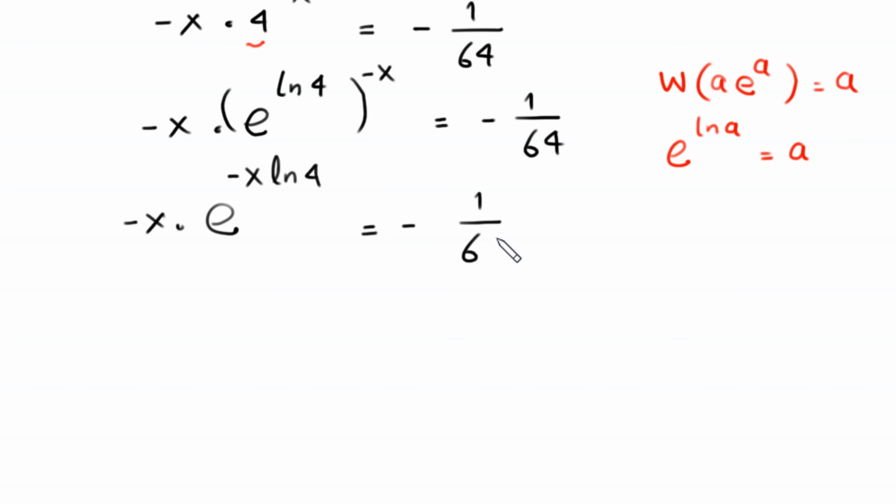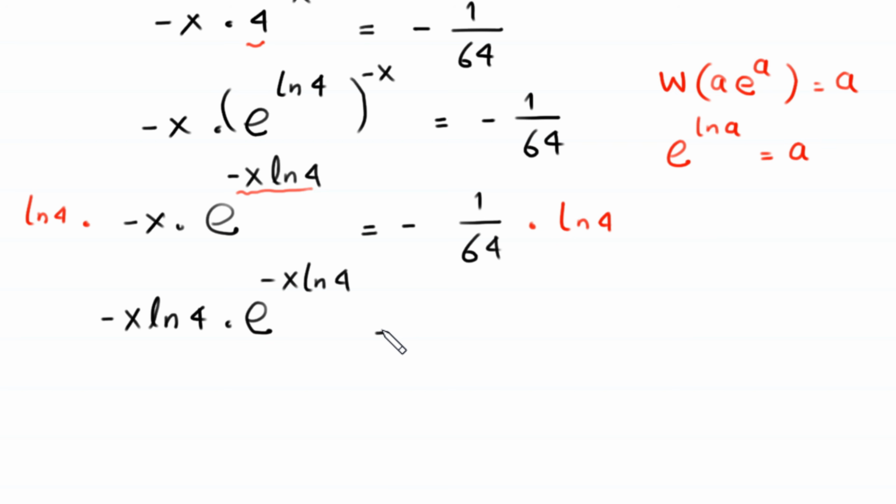Since in the exponent we have negative x times ln of 4, we multiply both sides by ln of 4. At right hand side we multiply by ln of 4. So this will become negative x times ln of 4 times e to the power negative x times ln of 4 equal to negative ln of 4 times 1 over 64. Let's call this equation star, because we found two solutions from this equation.